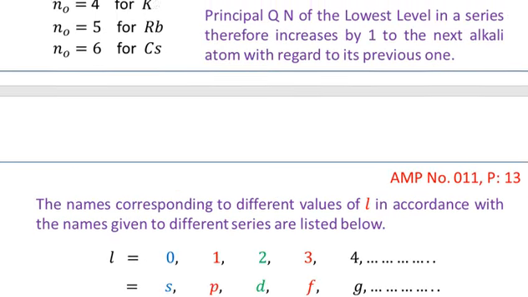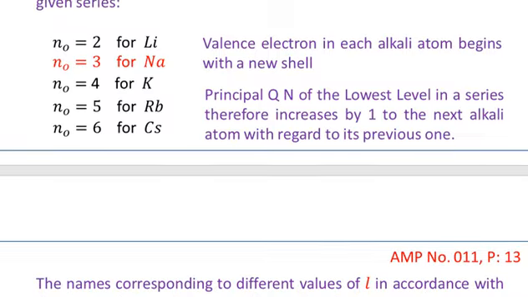Similarly, the lowest levels for the other alkali metals have been specified as shown over here. The valence electron in each alkali metal begins with a new shell number. So for example, this is 2s, this will be 3s, this will be 4s, 5s, and 6s. Each starts with a new principal quantum number. The principal quantum number of the lowest level in a series therefore increases by 1 from one alkali atom to the next, as obvious from this table.